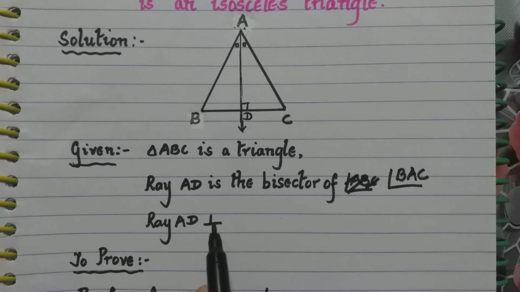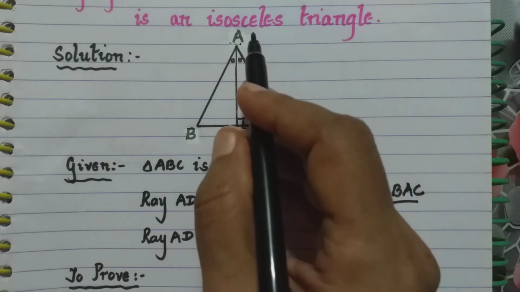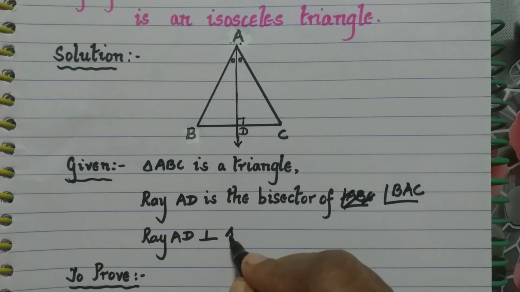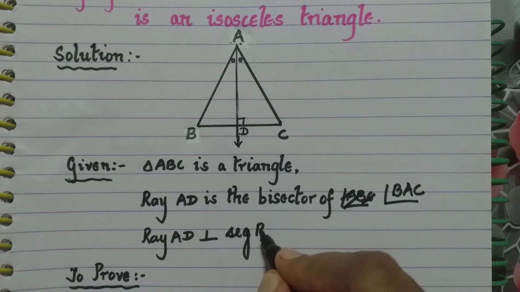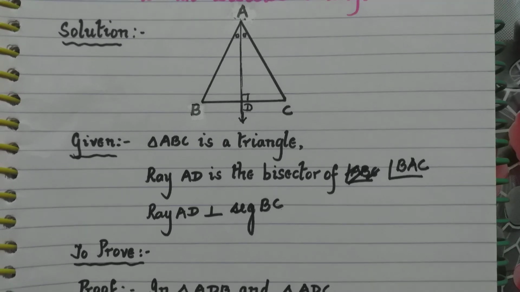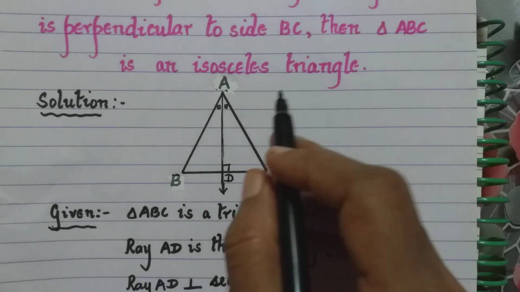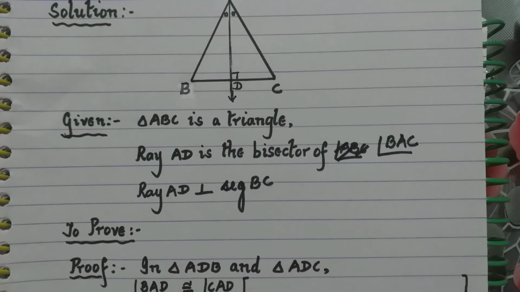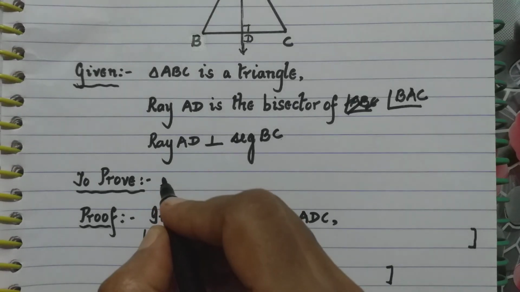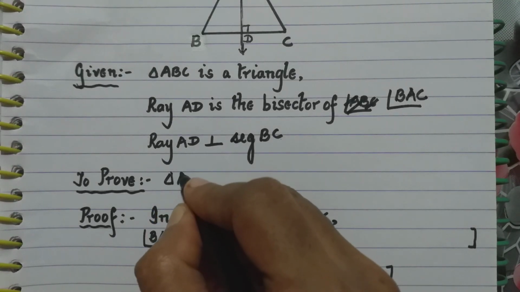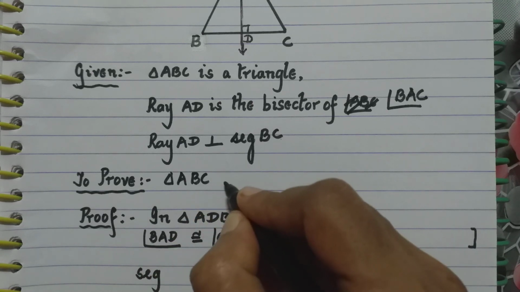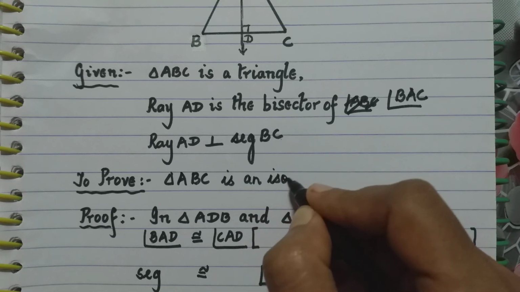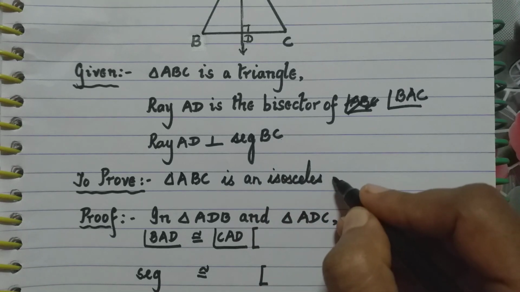Okay. Then ray AD is perpendicular to what? This segment BC. So we can write here segment BC. Now what have we to prove? They have said to prove triangle ABC is an isosceles triangle. So I can write here: to prove, triangle ABC is an isosceles triangle.